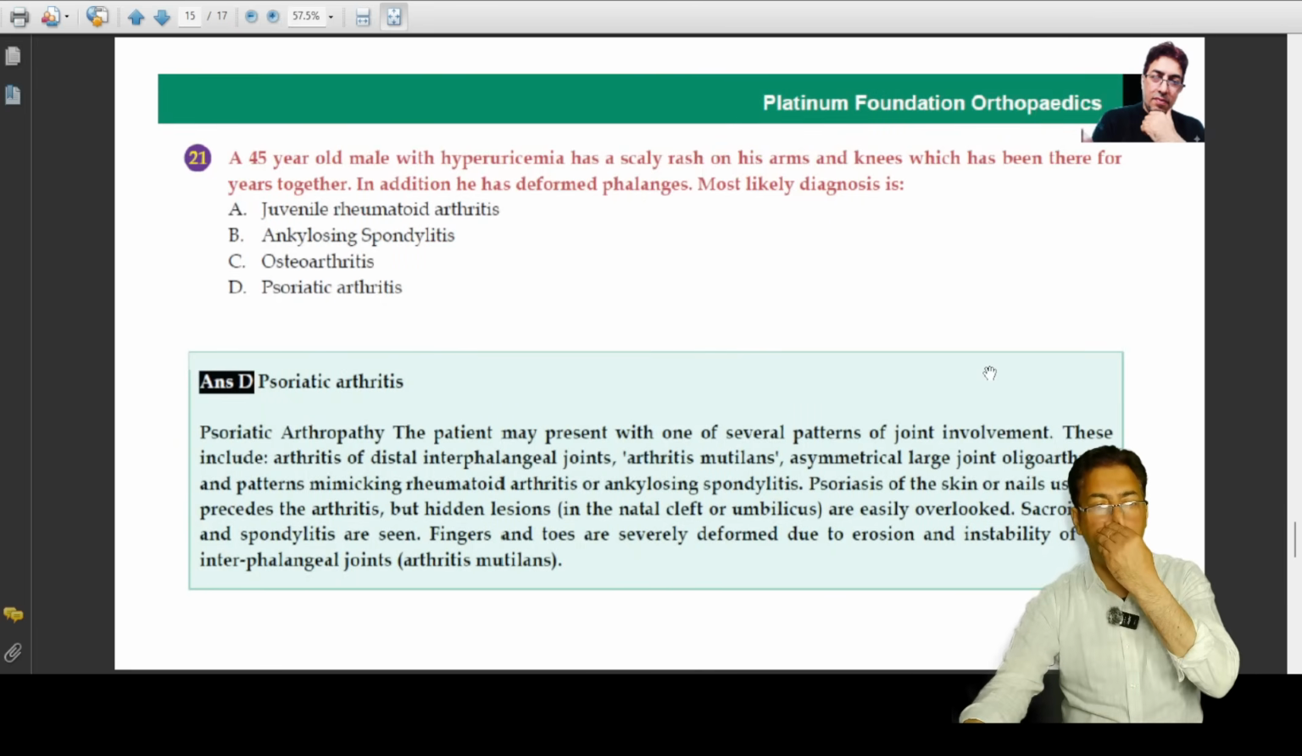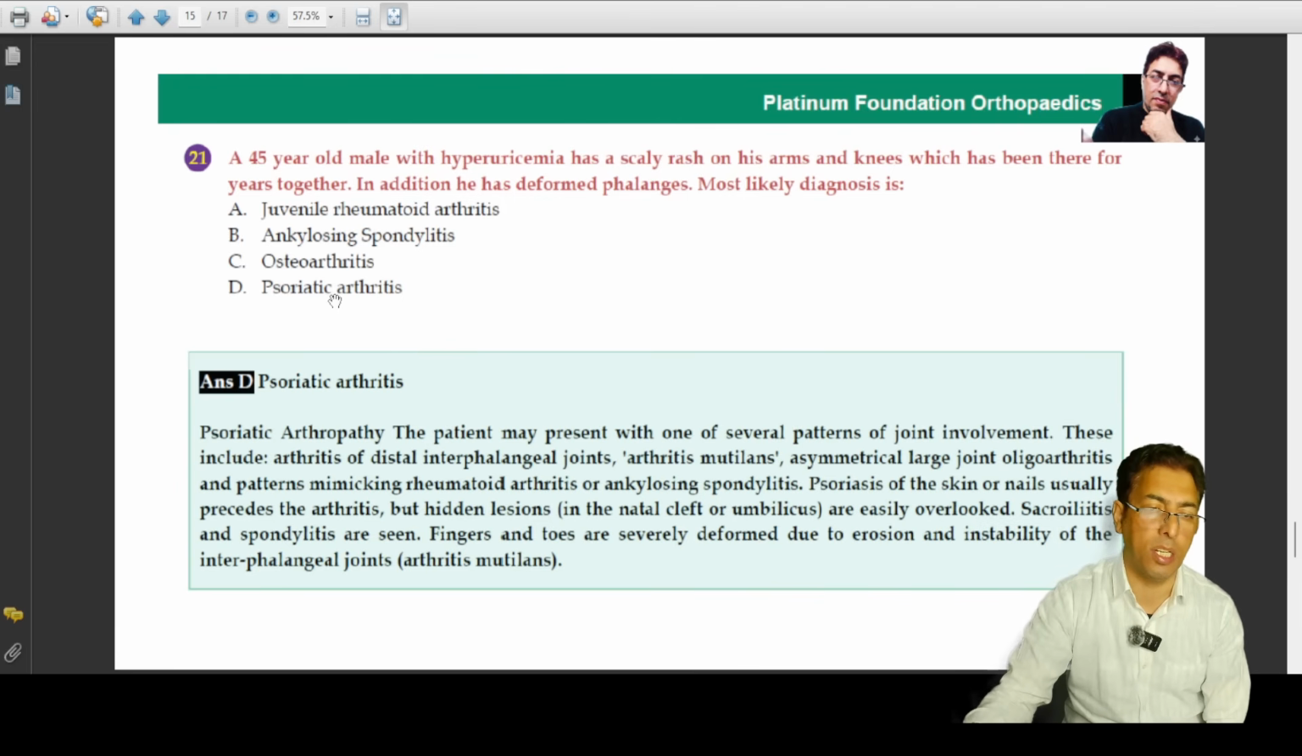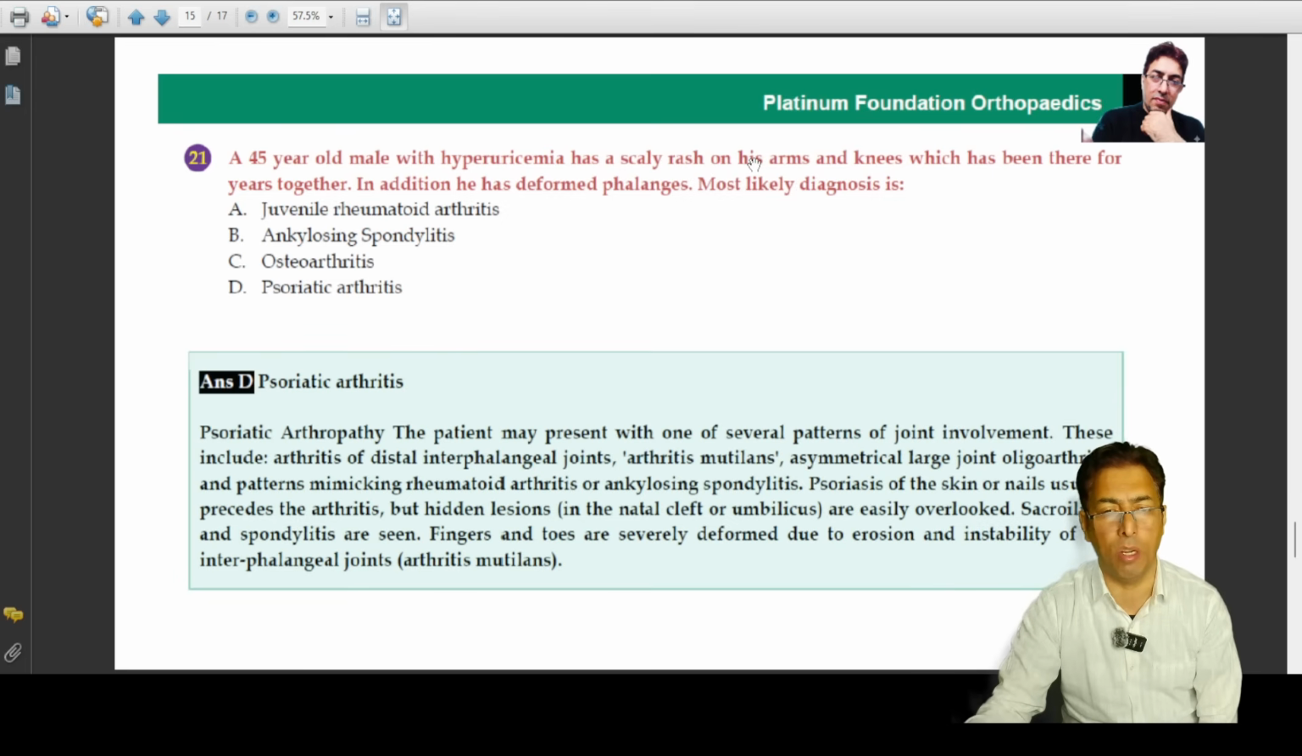Now, this question: a 45-year-old male with hyperuricemia has a scaly rash on arms and knees, which has been there for years. It actually has deformed phalanges. The most likely diagnosis is juvenile rheumatoid arthritis, ankylosing spondylitis, osteoarthritis. Sorry, 45. Juvenile would be out of the question. Ankylosing spondylitis can be considered a possibility. Osteoarthritis is a possibility, but there is hyperuricemia, a scaly rash, and deformed phalanges. This is classical psoriatic arthritis, because psoriasis usually presents with hyperuricemia and with a scaly rash, usually on the extensor aspect of the limbs. So psoriatic arthropathy presents with deformed phalanges.